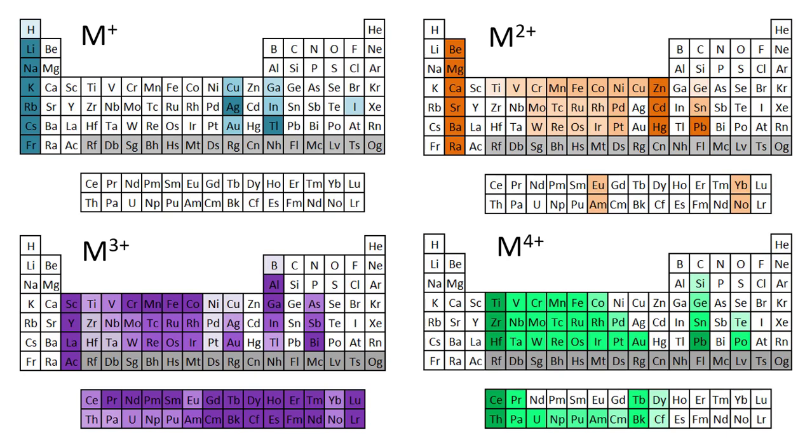There are some really clear patterns in behaviour here. For the 1+ cation, we see these in groups 1, group 11 and group 13. What's going on here then? For the alkali metals in group 1, we have a single valence electron in an s orbital. Remove that and we gain a stable noble gas configuration.